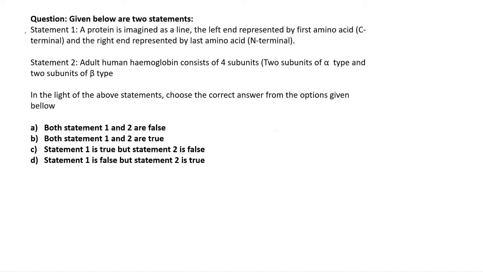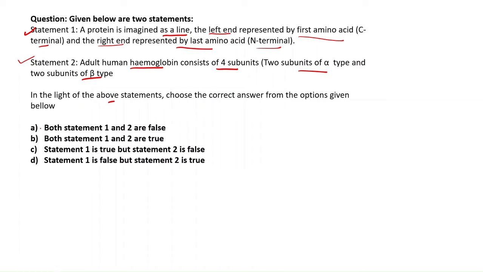Here we have two statements. Statement 1 states that a protein is imagined as a line. The left end is represented by the first amino acid, which is the C terminal end, and the right end is represented by the last amino acid, which is the N terminal end. Statement 2 states that adult hemoglobin consists of four subunits. Out of the four subunits, two are alpha type and two are beta type. In the light of the above statements, choose the correct answer from the options given below.